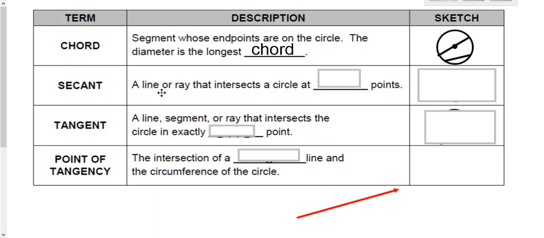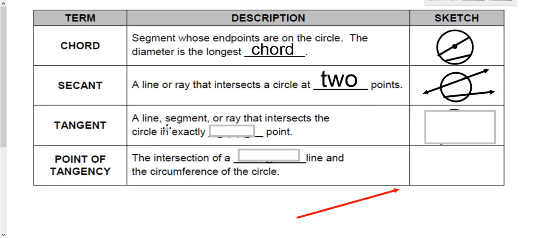Now, a secant is a line or a ray that intersects a circle at 2 points. So it's similar to a chord, but a chord is a segment, whereas a secant is a line or a ray that touches the circle at 2 points.